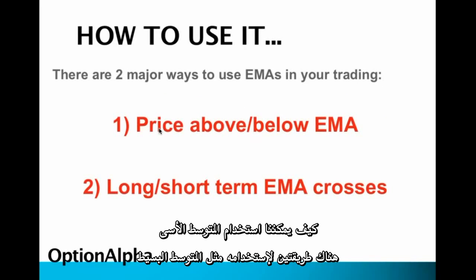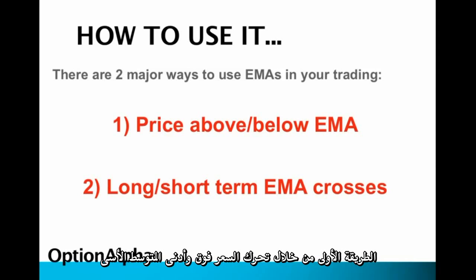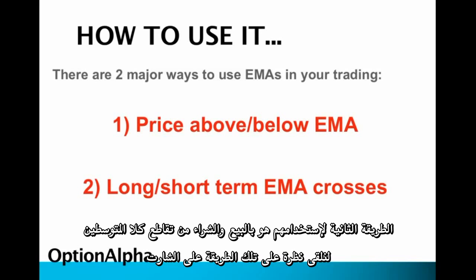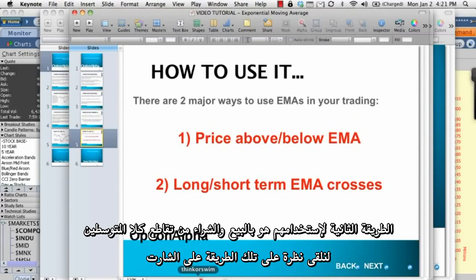Well, there are two major ways to use them, just like simple moving averages. The first way is just by a pure price movement above or below the exponential moving average. The second way to use them is with a long or short-term exponential moving average cross. So let's just take a look at both of these on my thinkorswim chart.